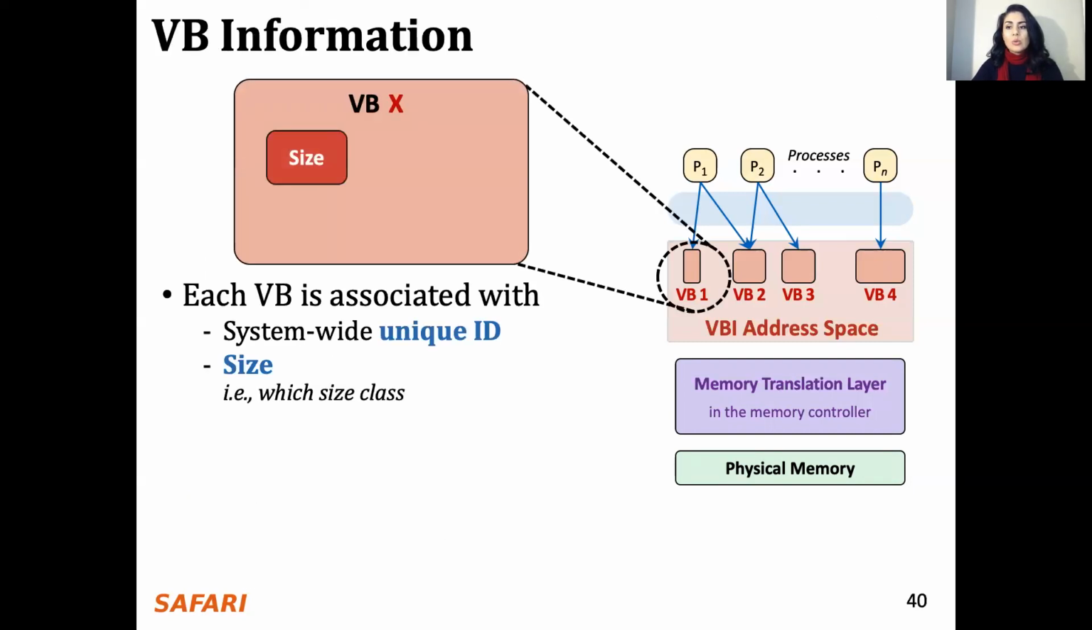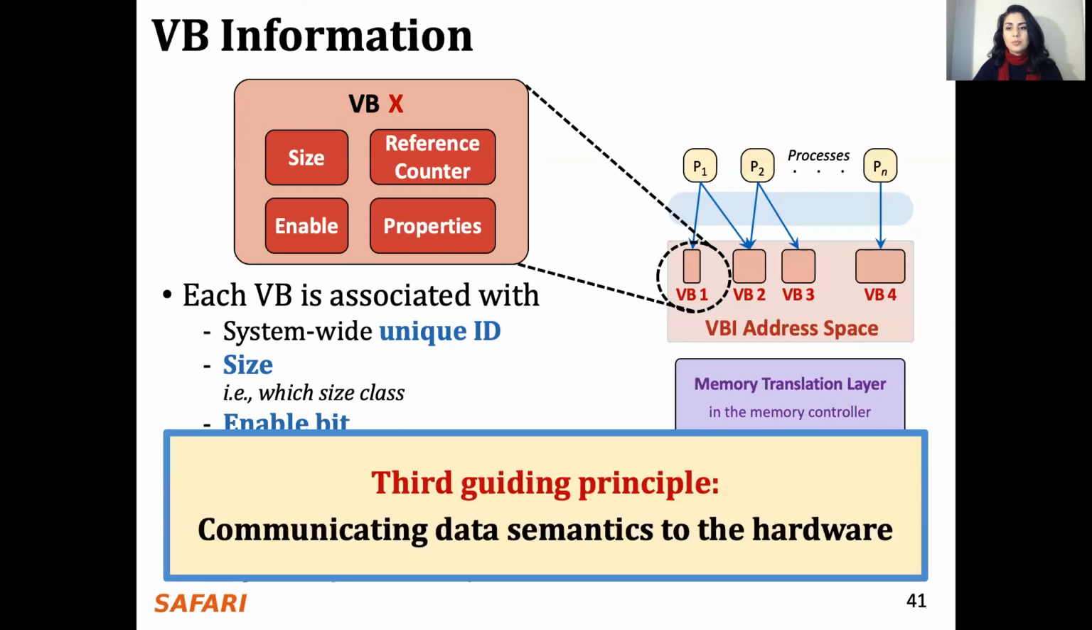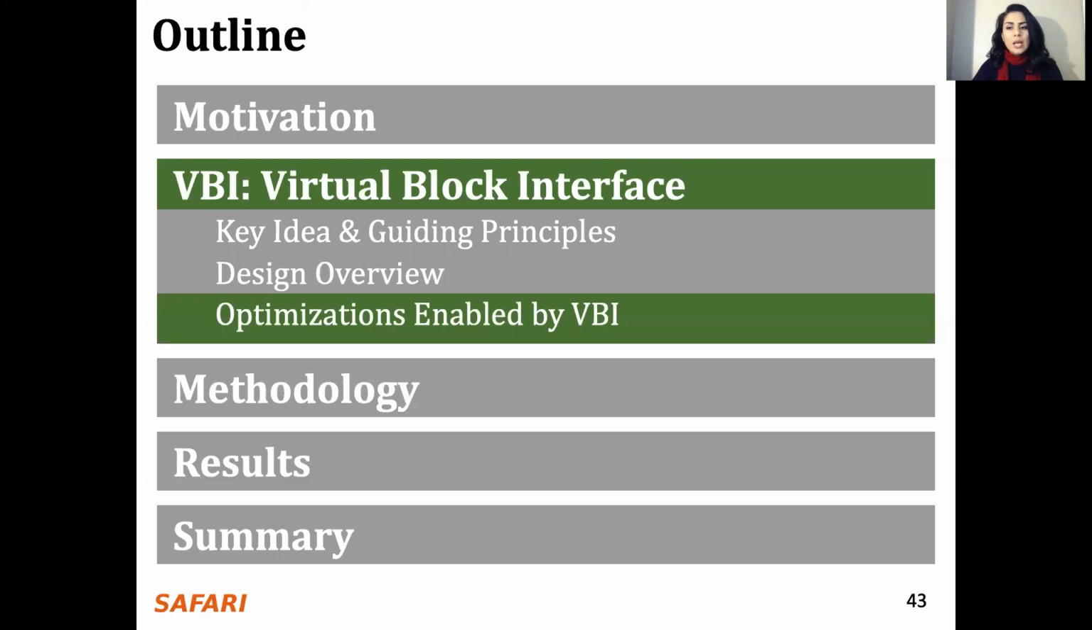Each VB is associated with a set of information, including a bit vector that indicates the semantic and access properties of the VB's content, such as access pattern or latency and bandwidth sensitivity. The properties bit vector enables VBI to implement the third guiding principle by communicating the memory requirements and semantics of the data that the VB contains to the hardware. Please refer to our paper for more information, including a detailed reference implementation and microarchitecture of VBI. I will now describe the optimizations that VBI enables.